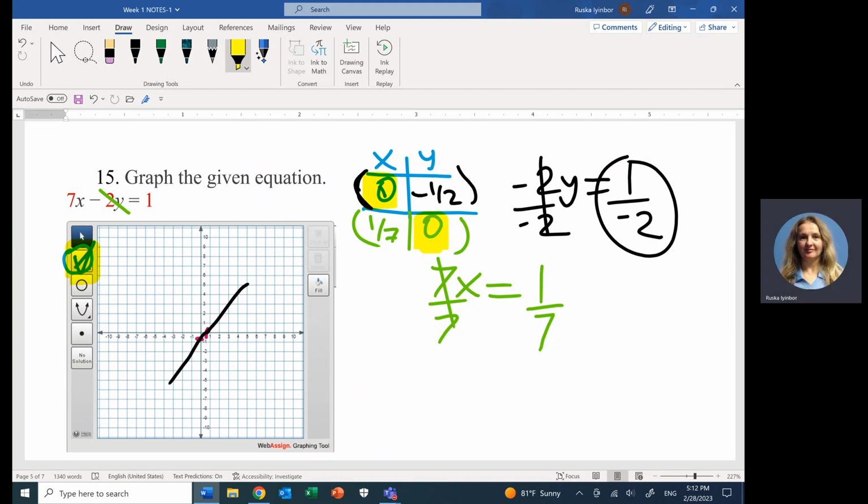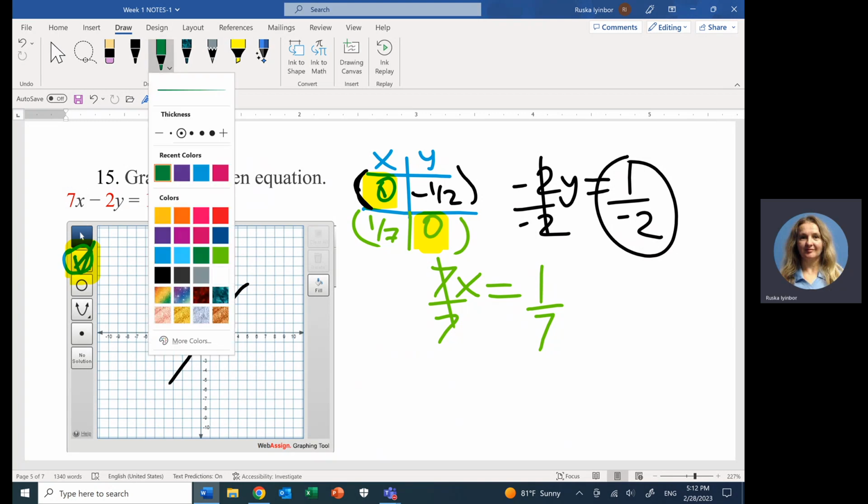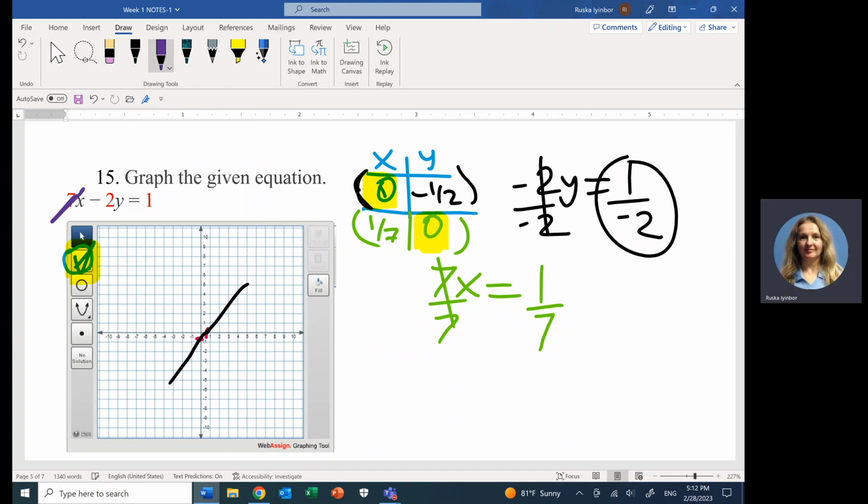We did this in algebra. So when I replace x with 0 in this equation, 7 times 0 is 0, right? This should be 0. So I'm going to get negative 2y equals 1. This is what I have here. Then divide both sides by negative 2 and you get y equals 1/2. So that's how we get the y.